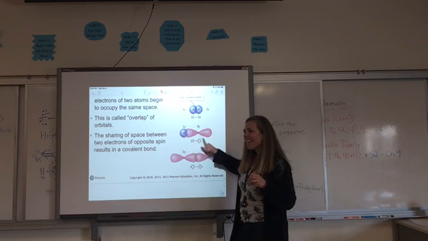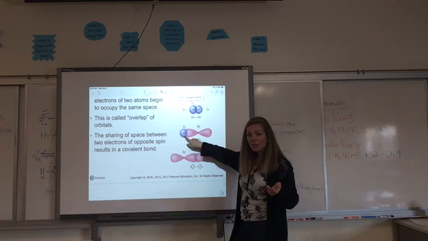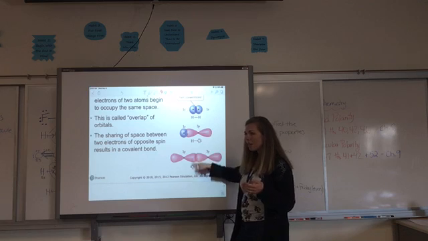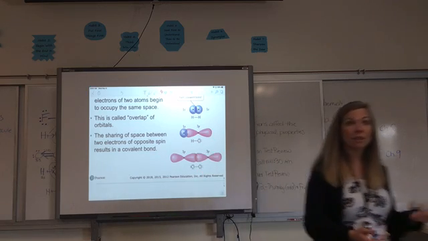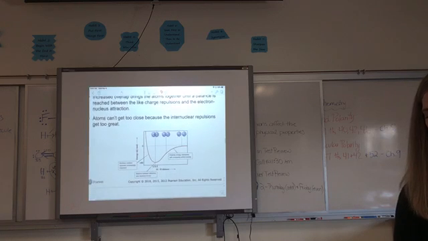HCl, same thing. Chlorine wants that electron in 3p. Hydrogen has it in 1s. The 1s and the 3p are going to overlap. In Cl2, their 3p orbitals are going to overlap. So that gives you a little bit of visualization there.